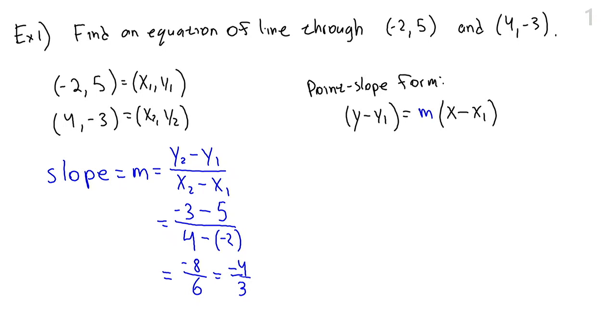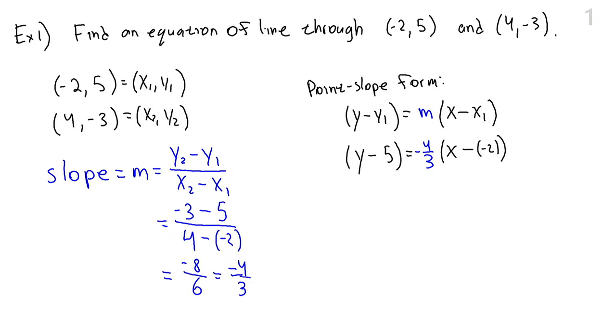You don't have to choose x1, y1. You can choose x2, y2 as well. It doesn't matter. So we have y minus 5 equals our slope, which is -4/3, times x minus -2. So technically, in this problem, we're asked for an equation of a line. We were not asked to simplify it or to put it in point slope form. So technically, at this stage, this is an equation of a line.